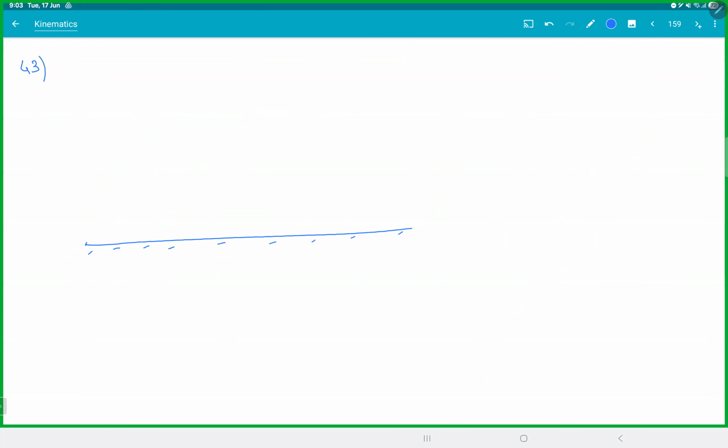We have projected a particle with u and theta. This point is at x equal to 0. Again, we have a weird planet whose gravity g is changing as g naught x. The gravity is not constant. G naught is constant, it's changing with x. This x is your x coordinate. G naught is some constant. Find h max, time of flight, and range.